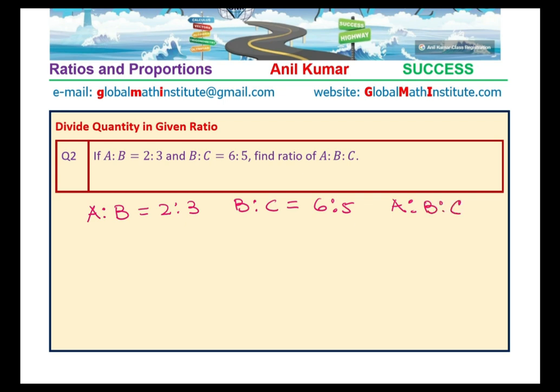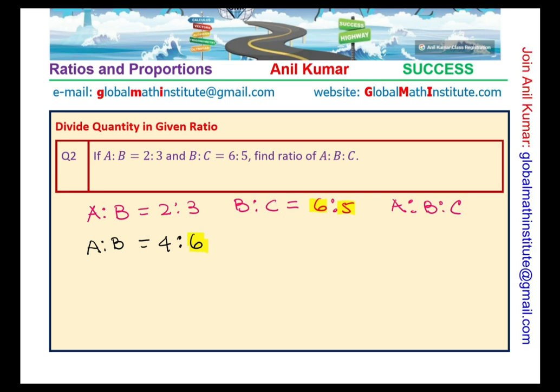Perfect. Now let's try to understand this strategy. The idea is we know A to B and B to C. We want to relate all. So what we should do is find something which is common, right? So A to B can also be written as, instead of 2 to 3, multiplying by 2 will give us 4 to 6. Do you see that? Now you see that the ratio of A to B is 4 to 6, B to C is 6 to 5, and we can easily correlate it. You get the whole idea, right?